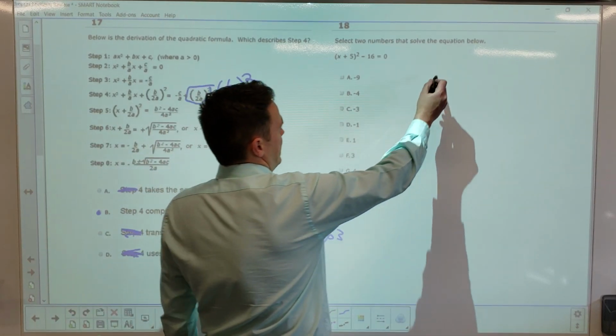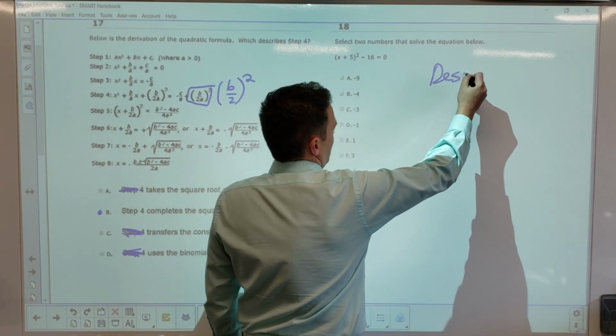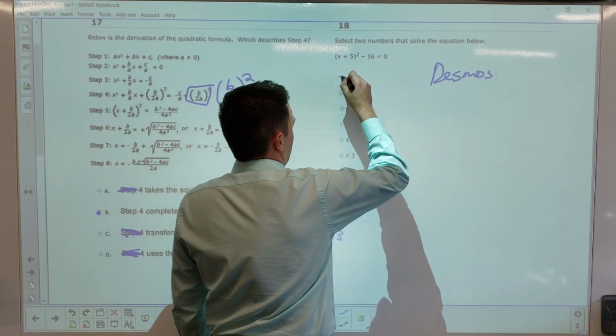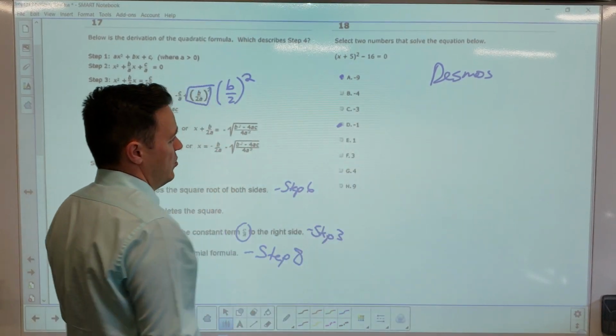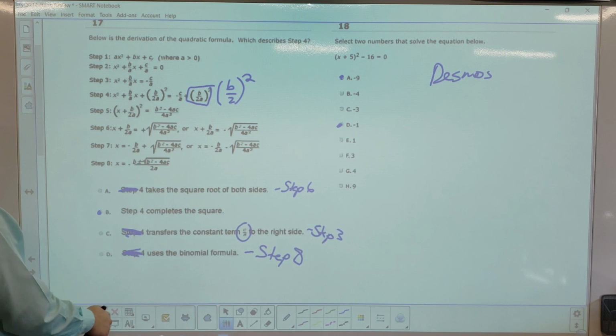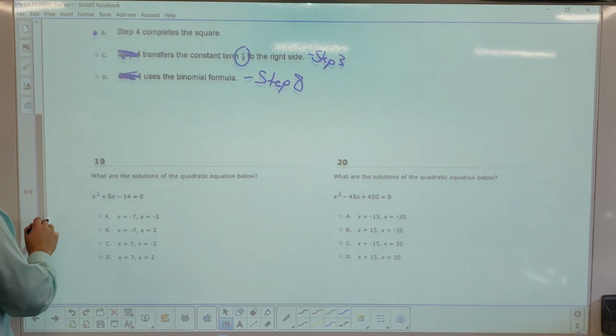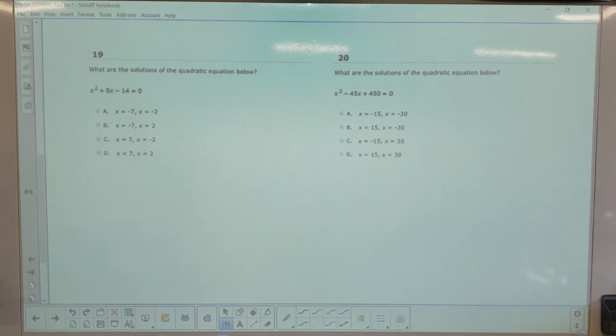This one here, graph it in decimals. It's -9, -1. Same thing, you'll get 2 vertical lines going through the points. 19, graph it.